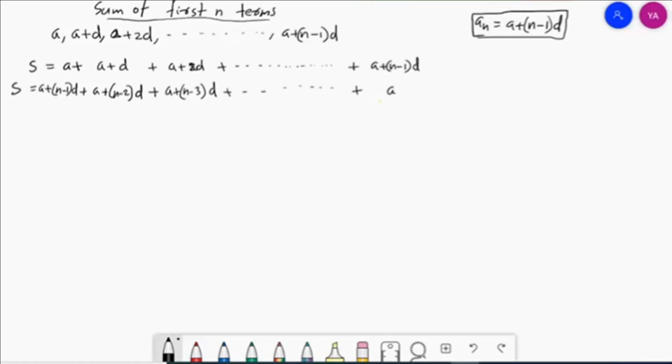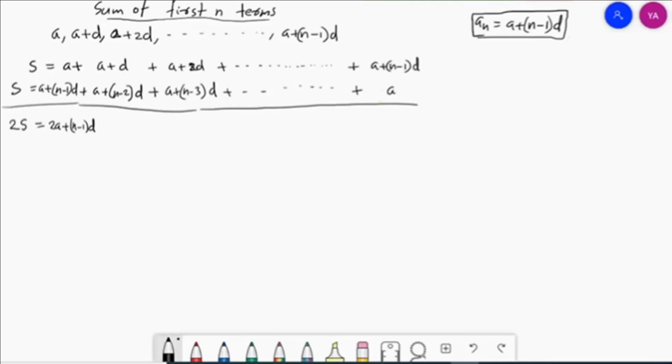Okay, so we want to add these two sums. Adding equation 1 and equation 2, what will come? S plus S on the left side, so 2S. It is equal to, in the first position, A in the first sum and A plus n minus 1d in the second sum. When we add these two, A and A can be written as 2A, so 2A plus n minus 1d, right? Is that clear?